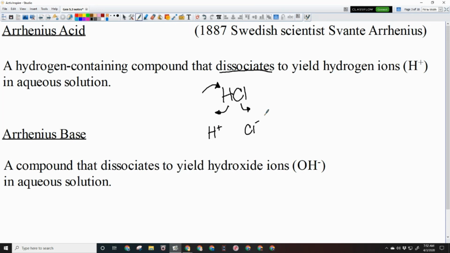Okay, and the definition of an Arrhenius base is a compound that dissociates to yield hydroxide ions. So a common base is sodium hydroxide. So this will dissociate, split apart to give us sodium ions and hydroxide ions in solution. Okay, so those are your two definitions that we're going to be working with for an Arrhenius acid and base.